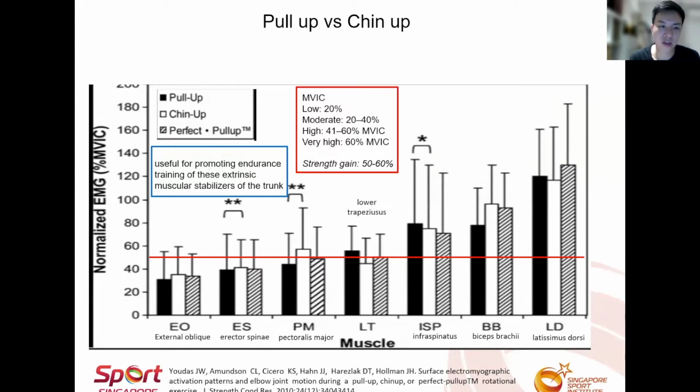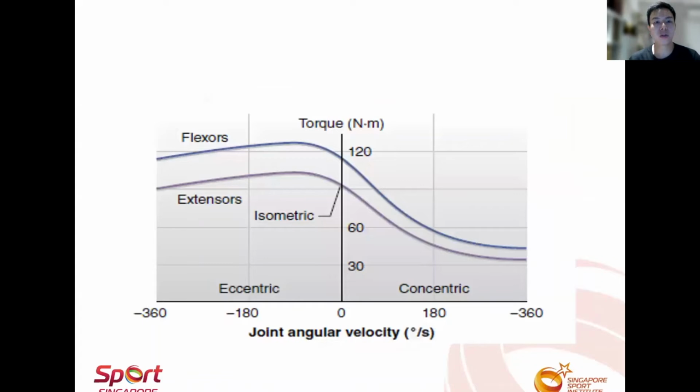The MVIC from both the pull-up and chin-up is quite similar to someone doing a plank and side plank. Even though it's not high, like 50 to 60%, it's useful for endurance training, as a kind of extrinsic muscle stabilizer. Next, we look at how you can progress a lat pulldown.